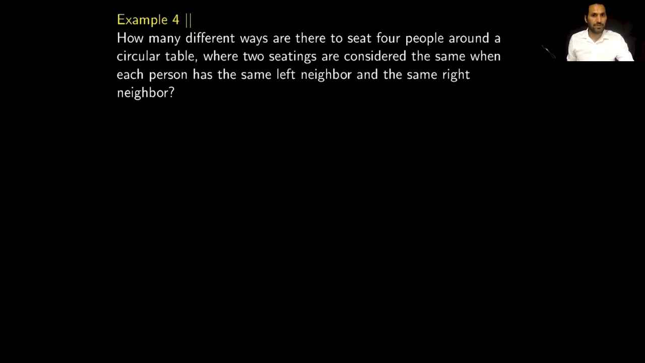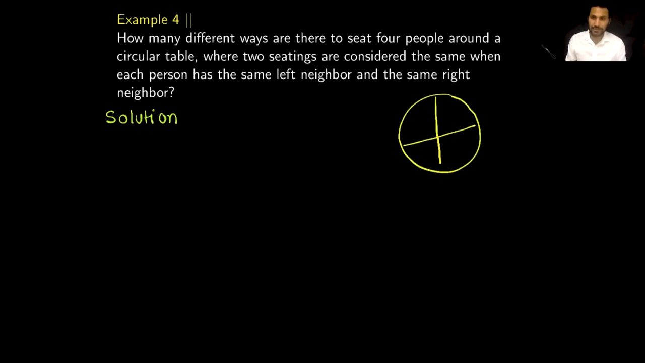Our example number 4 is: how many different ways are there to seat 4 people around a circular table, where two seatings are considered the same when each person has the same left neighbor and the same right neighbor? So our problem is we have a circular table. This circular table has 4 seats and we need to seat 4 people around this table. One way I can do it is to put one person here, 2 here, 3 here, and 4 here. So this is one arrangement.